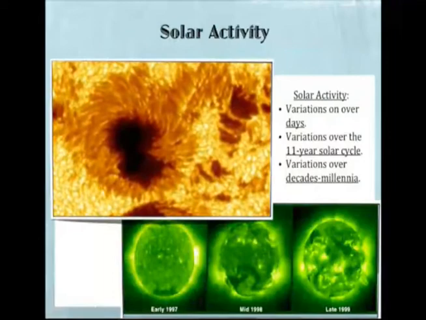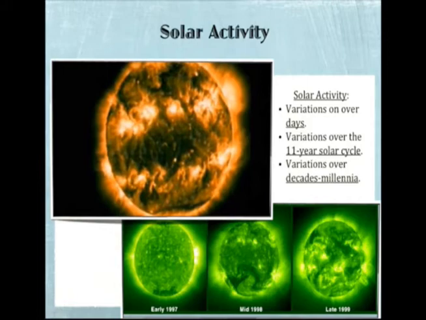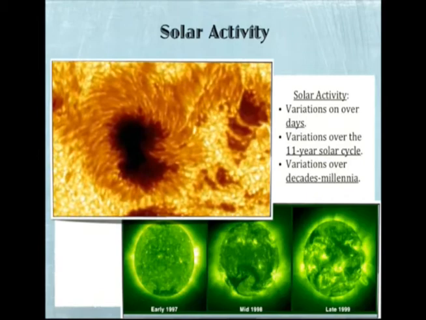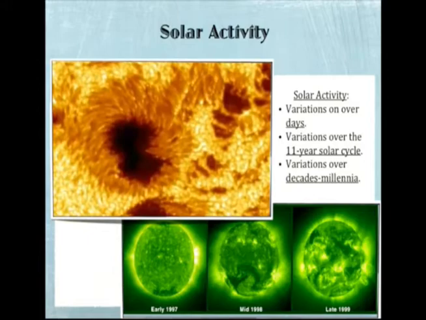It changes its activity on different timescales, ranging from days, or even hours, to millennia or longer. The largest variation is the 11-year solar cycle, over which the polarity of the magnetic field switches, but on shorter and longer timescales, there are additional variations. For example, the 11-year solar cycle has a long-term secular modulation. Sometimes it's stronger and sometimes it's weaker.